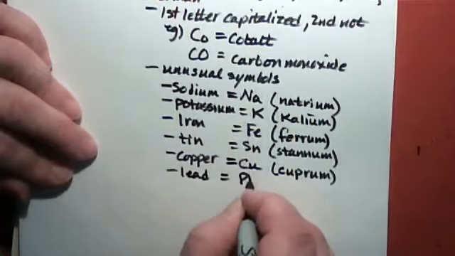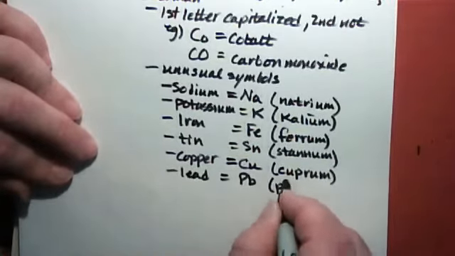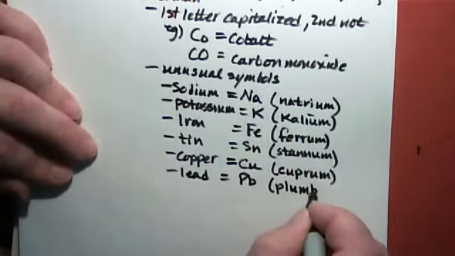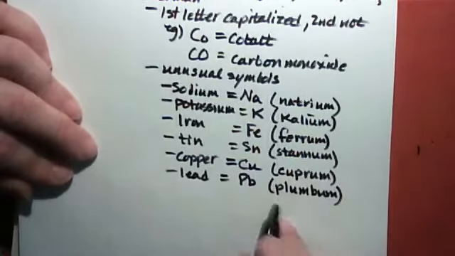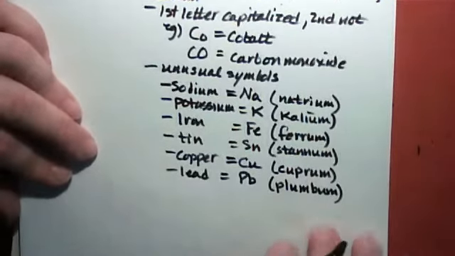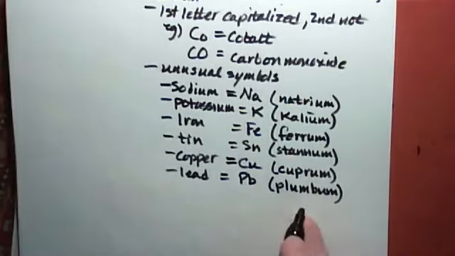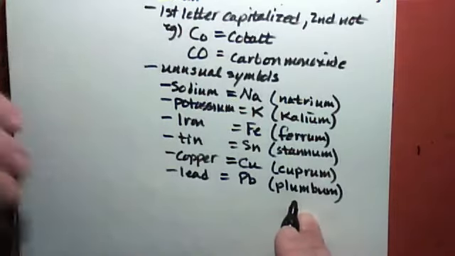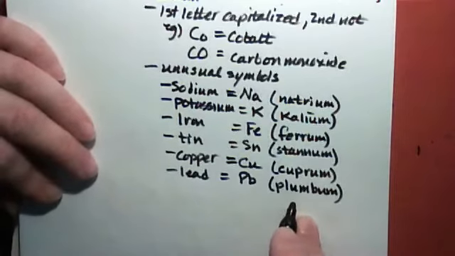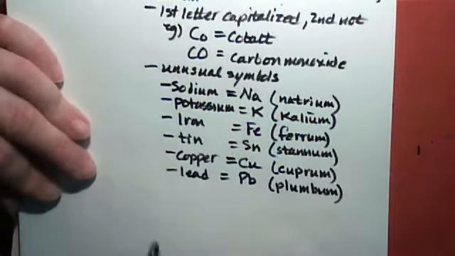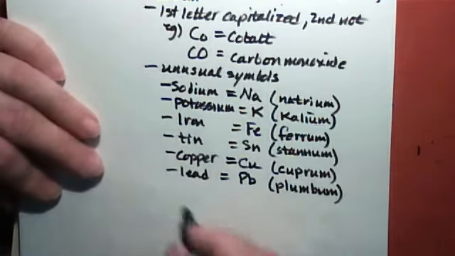Lead has the symbol Pb because in Latin it's plumbum. This shouldn't be too bad to remember because the word plumbing is derived from the Latin word for lead because of the tendency over the years to use lead for piping, which is something that's been in the news lately with Flint, Michigan and other cities. So that hopefully won't be too hard to remember.